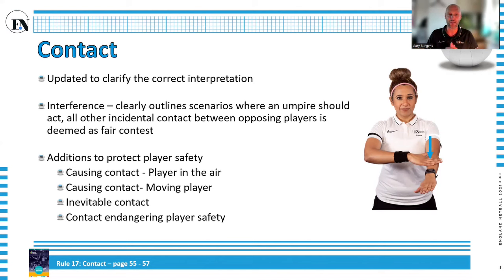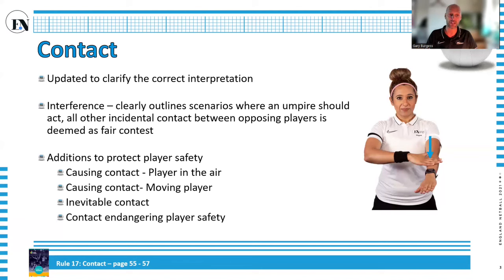But now contact really is about interference, okay? And the rule itself now explains what interference looks like. There have been other additions within the rule as well that cover causing contact both of a player in the air and a moving player. There's been a clarification around inevitable contact, which makes it a lot clearer. And then there is a really, really strong link in contact endangering player safety and the game management rules.